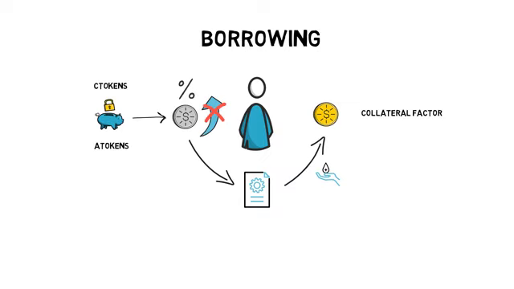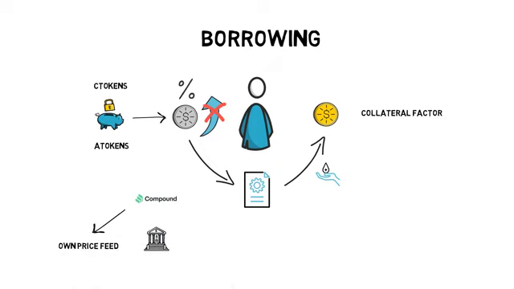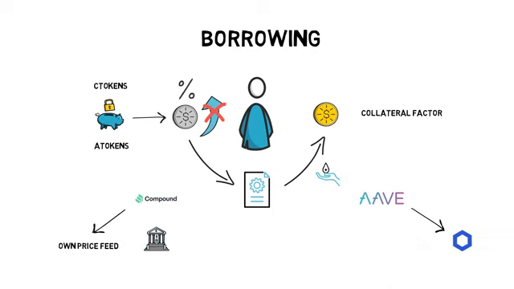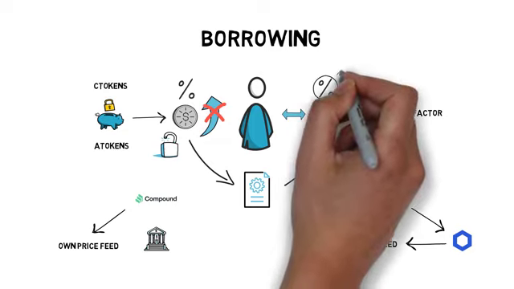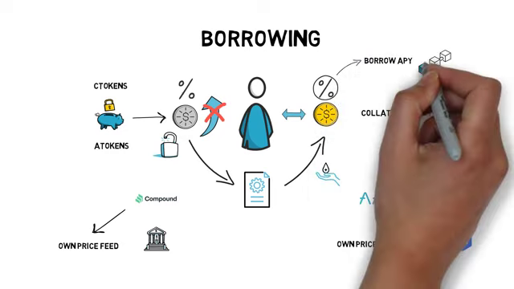To determine the value of collateral, Compound uses its own price feed that takes prices from several highly liquid exchanges. Aave, on the other hand, relies on Chainlink and falls back to their own price feed if necessary. If a user decides to repay the borrowed amount and unlock their collateral, they also have to repay the accrued interest on their borrowed assets. The amount of accrued interest is determined by the borrow APY and is also increased automatically with each Ethereum block.